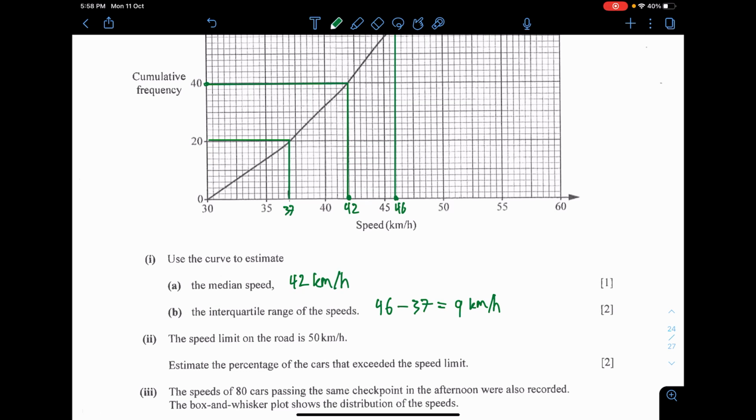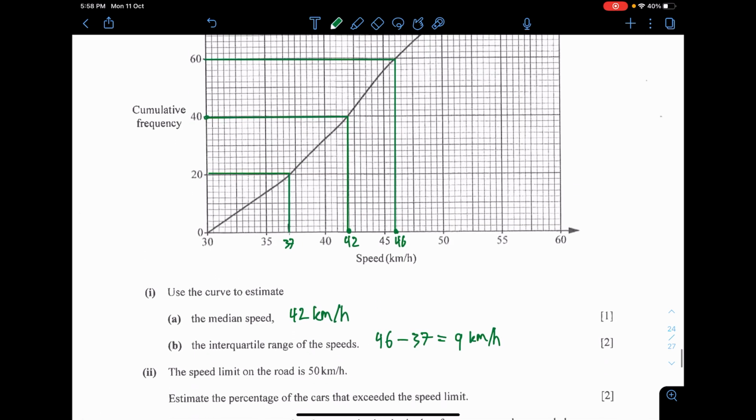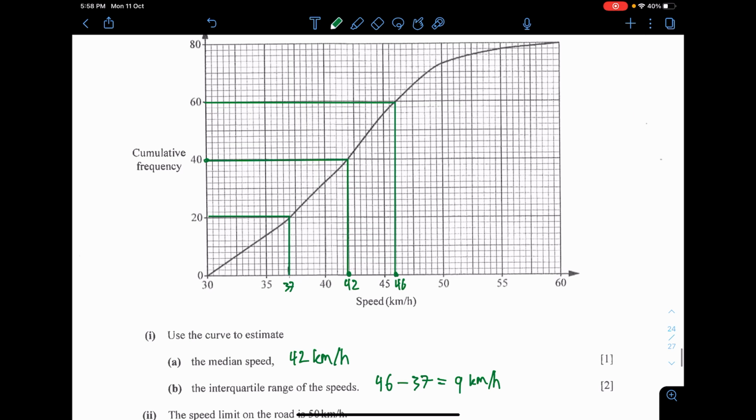The speed limit of the road is 50 km per hour. Estimate the percentage of the cars that actually exceed the limit. Okay, 50 km per hour. So it's actually here. Round it down there. And then you need to... Oh, my line cannot make it. It's actually somewhere in the middle of the box. Okay, but I cannot make my line actually connect immediately there.